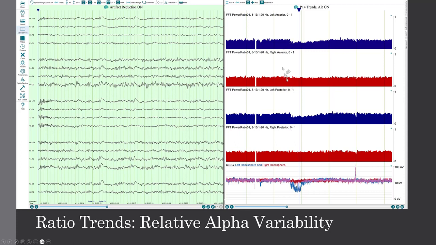And here we have left anterior, right anterior, left posterior, right posterior. So there's that loss of faster frequencies at the clamp. And we can see that we indeed lost amplitude on the left, whereas the amplitude on the right stays fairly steady, looking at the aEEG.